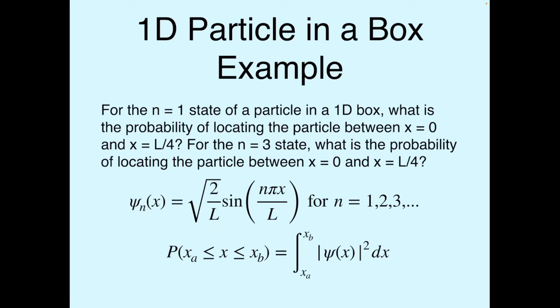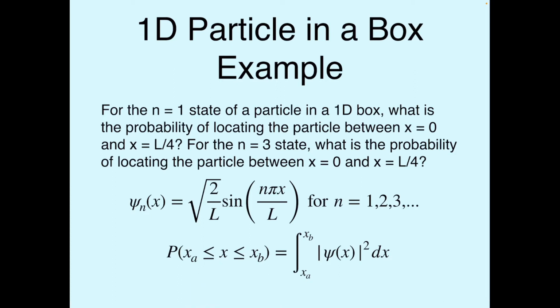So let me just remind you how this works. We know what the wave functions for the 1D particle in a box look like, and we know how to calculate probabilities based on the wave function. The probability of locating a particle between x equals A and x equals B is just the wave function squared, so that's psi of x squared, integrated between x equals A and x equals B. So we're going to do that to this wave function.